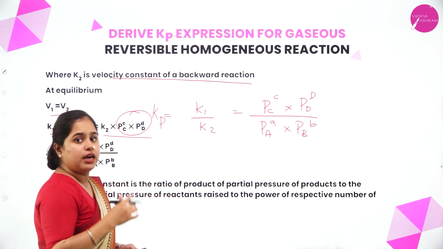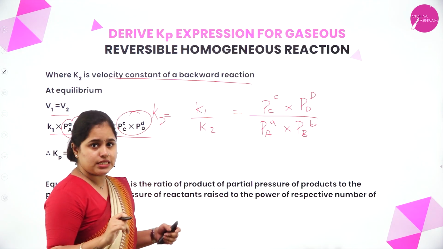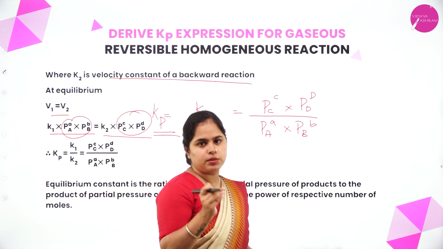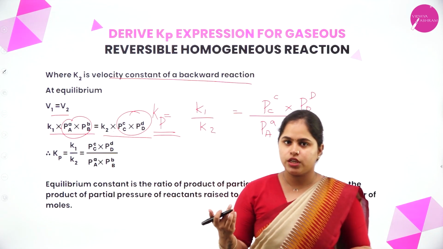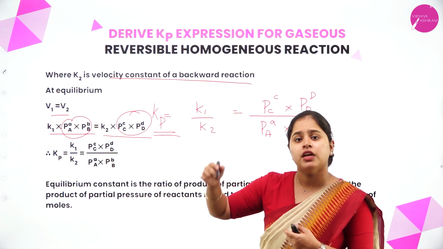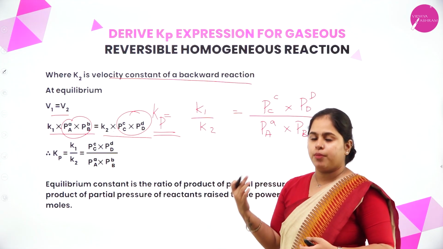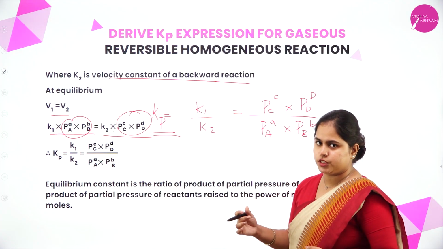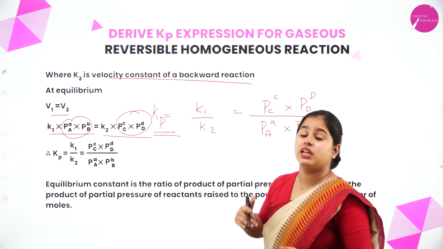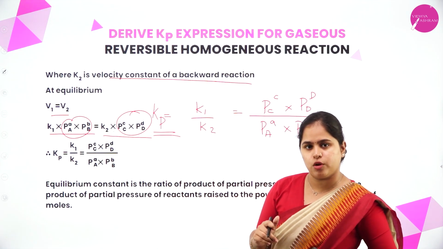Right. Okay. Earlier it was Kc when it was in terms of concentration. Now it is in terms of pressure. So it is Kp. So Kp will be equal to K1 by K2. That is the velocity constant for the forward reaction divided by the velocity constant for the backward reaction, which is equal to the product of partial pressures of the products raised to their stoichiometric coefficients divided by the product of the partial pressures of the reactants raised to the power which is equal to their stoichiometric coefficient. So I hope it is clear.